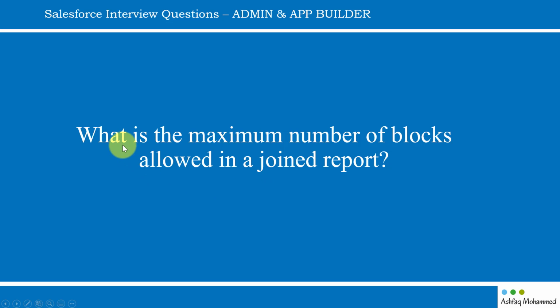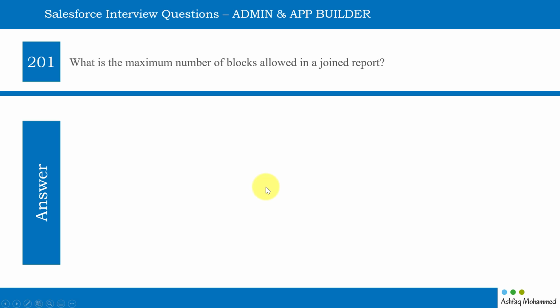Okay. Let's move on. What is the maximum number of blocks allowed in a join report? Okay. That's fine. We have created a joint report. I have added 3 blocks, but how many more blocks can I add, right? So the total number of blocks you can create for joint reports is 5 only, right? You cannot create more than 5 blocks for a joint report.